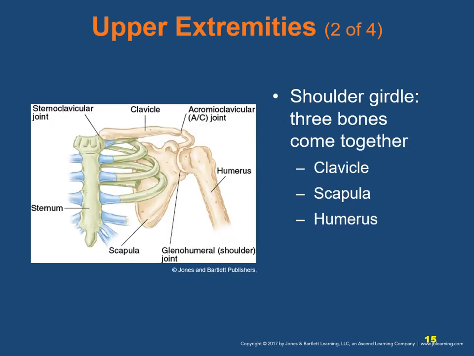With the upper extremities, you have a shoulder that extends from the shoulder girdle to the fingertips, and this is composed of arms, forearms, hands, and fingers. The shoulder girdle itself is where 3 bones come together. You have the clavicle, which is the collarbone, the scapula, which is the shoulder blade, and the humerus, which is the upper or supporting bone of the arm.